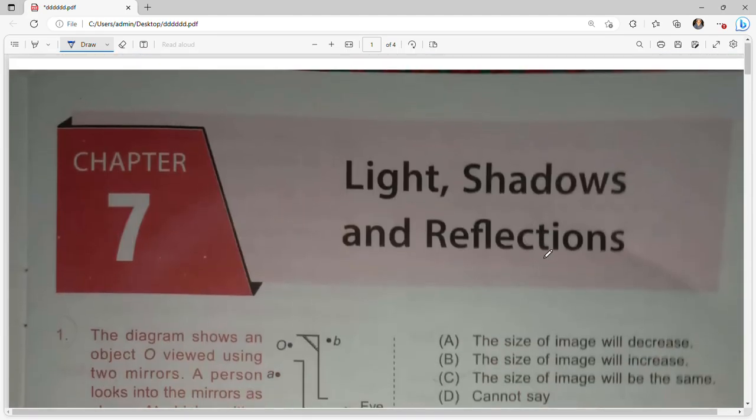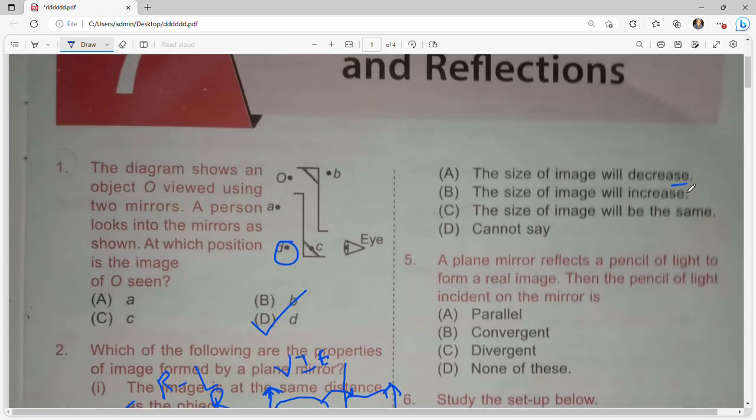So let's read the options. The size of image will decrease, size of image will increase, the size of image will be same, and cannot say. So as you have read in the question that the mirror is the plane mirror, and we know that the size of the object and the image is same in the plane mirror. So that's why correct answer for your question number fourth is option number C, which says that the size of image will be the same.